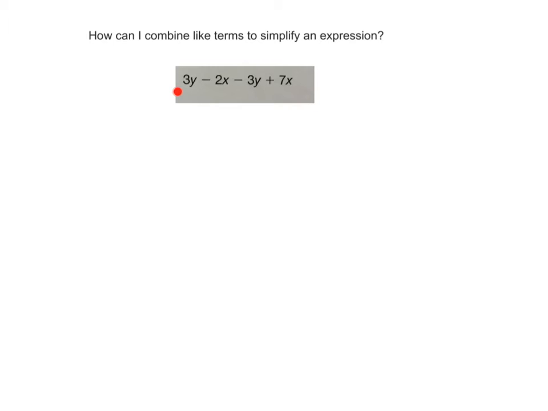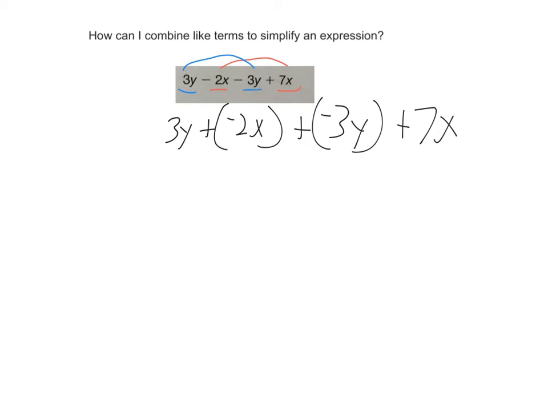So our first expression we'll look at says 3y minus 2x minus 3y plus 7x. So you look at your like terms and you say, okay, well, I have a y term, I have a y term, and I have an x term and an x term, and that's it. There's no constants. So we look at that first. We know we're going to want to combine the x terms and combine the y terms. There's nothing to distribute around here. We just have to deal with these subtraction symbols.